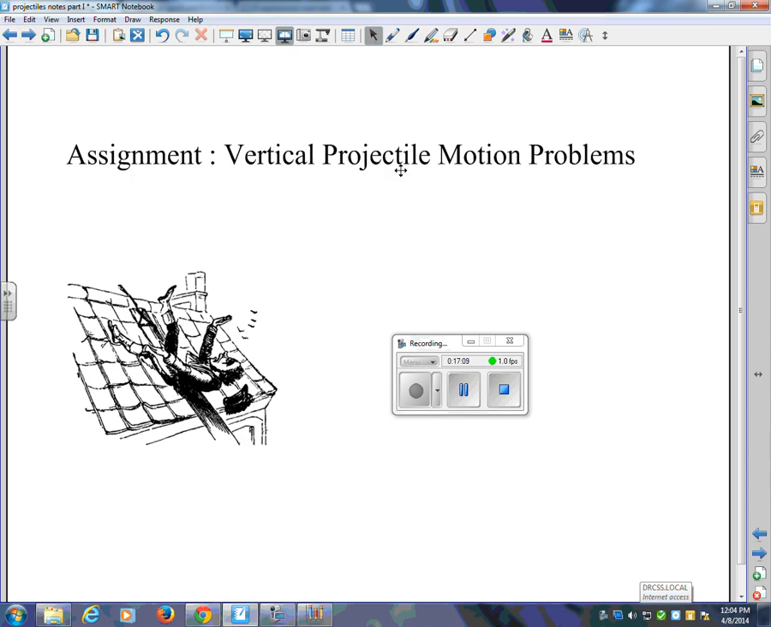Okay, so you have that sheet from yesterday. It has the chimney sweep falling off the roof. You guys can work on that. Tomorrow I will do another series of problems.